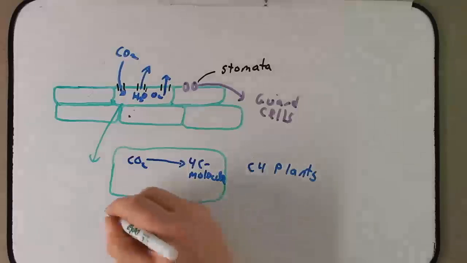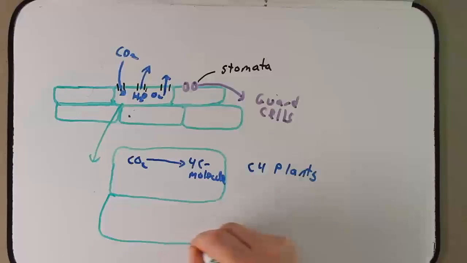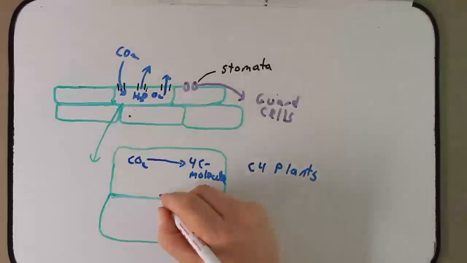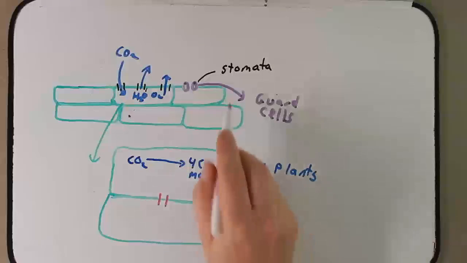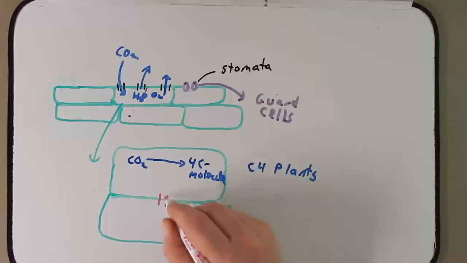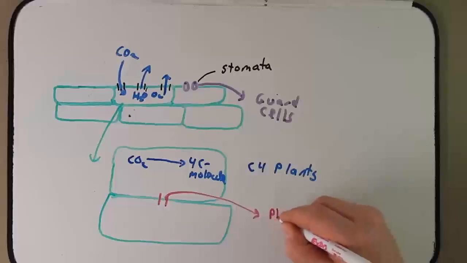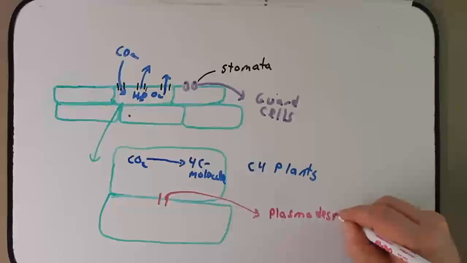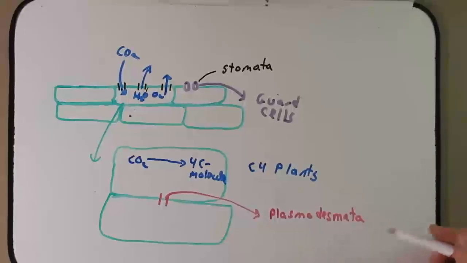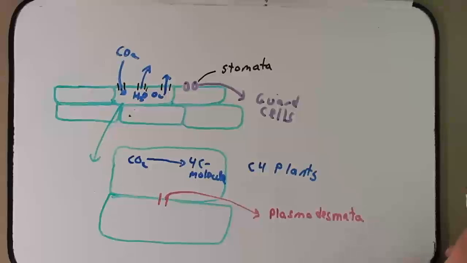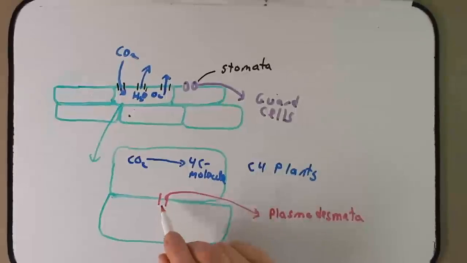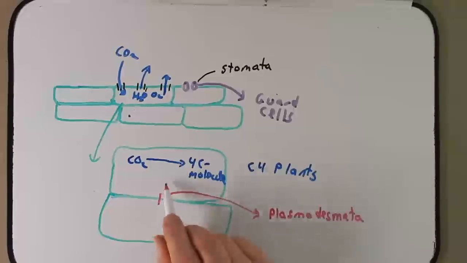Now how is that going to help the cell below it? Well, there are openings in these cells. They're not stomata. Stomata are on the outside. So these openings are called plasmodesmata. We're going to learn this in the next chapter. So if you learn it now, it's just one less thing you have to learn in the next chapter. But these plasmodesmata are channels between different cells.